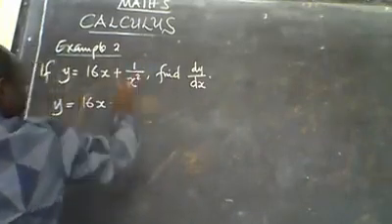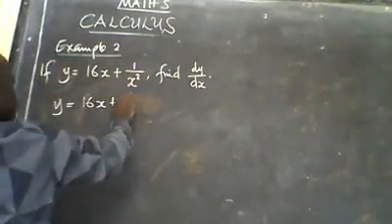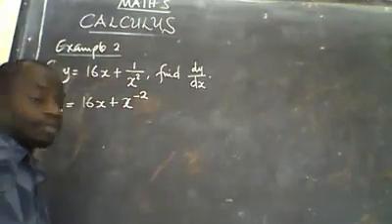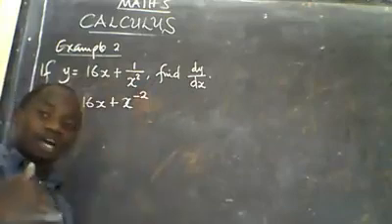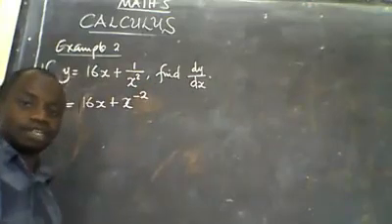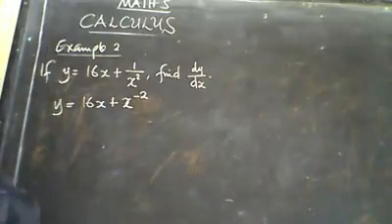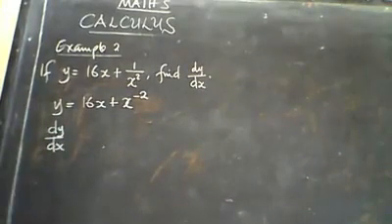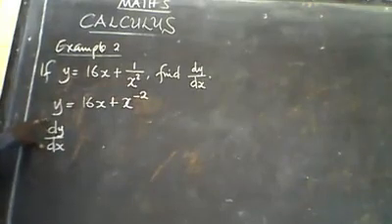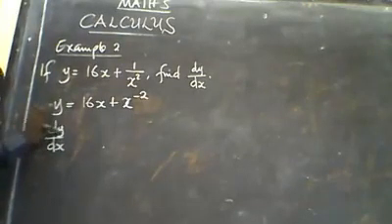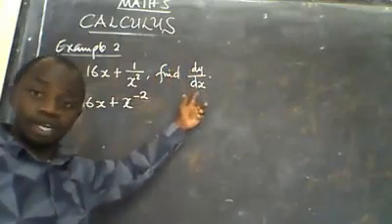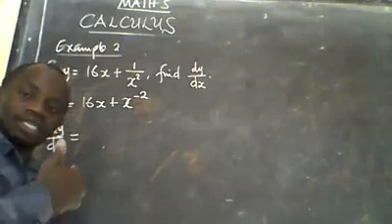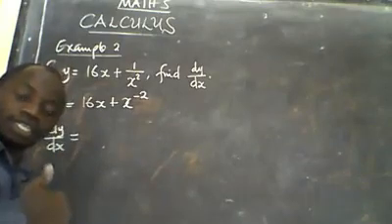1 over x squared is the same as x to the power negative 2. We've changed it. After changing, that's when you start differentiating. So now this will be dy dx. This is where you start from. I've started differentiating here, so I'll put dy dx, the one I'm calculating here, will be equal to differentiating each term.